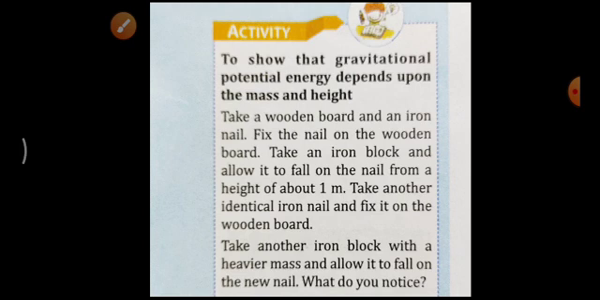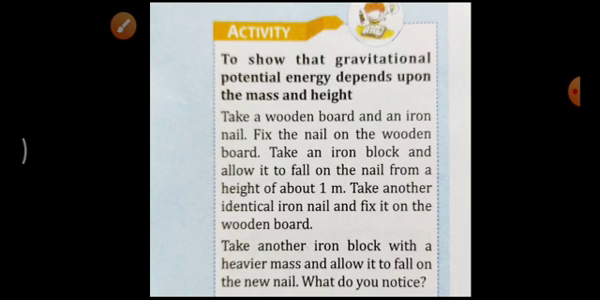Activity: to show that gravitational potential energy depends upon the mass and height. In the previous class we already learned about that. It is written that gravitational potential energy specially depends upon the mass of the object and the height where it is present. Okay? So let's start.